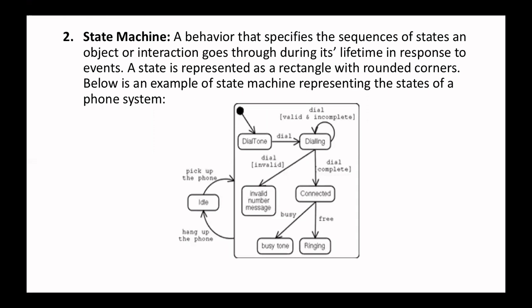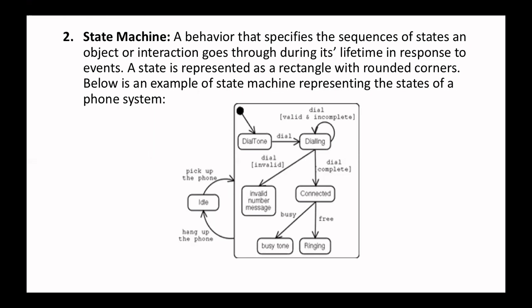State machine: a behavior that specifies the sequences of states an object or interaction goes through during its lifetime in response to events. A state is represented as a rectangle with rounded corners. Below is an example of a state machine representing the states of the phone system.